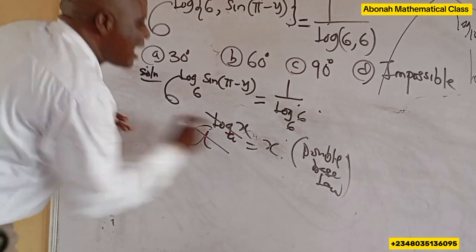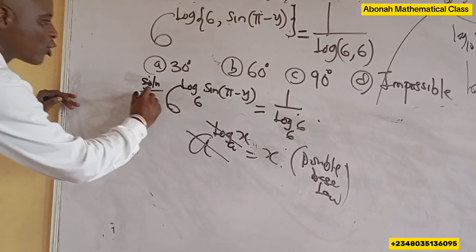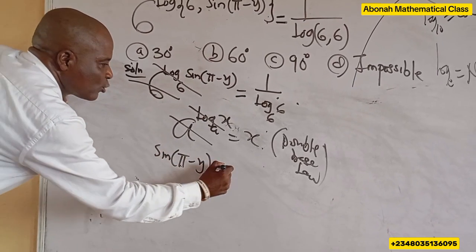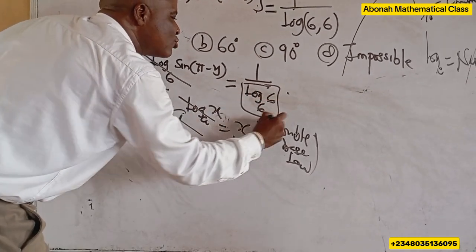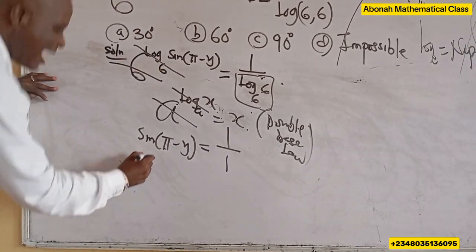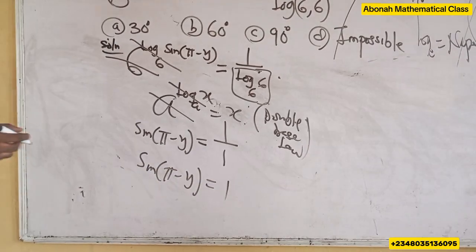That means they marry each other. The answer is what? X. Now, that's why I'm going to cancel this. I have sin(pi minus y) is equal to 1 over... In logarithm, when the base and number are the same, the answer is 1. From there, I saw sin(pi minus y) is equal to 1.